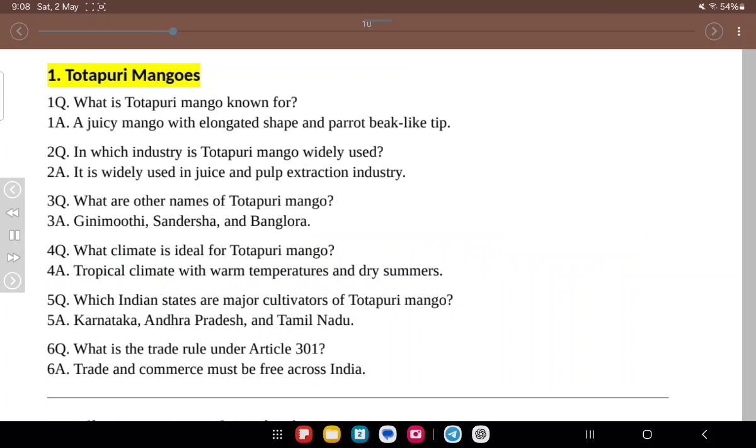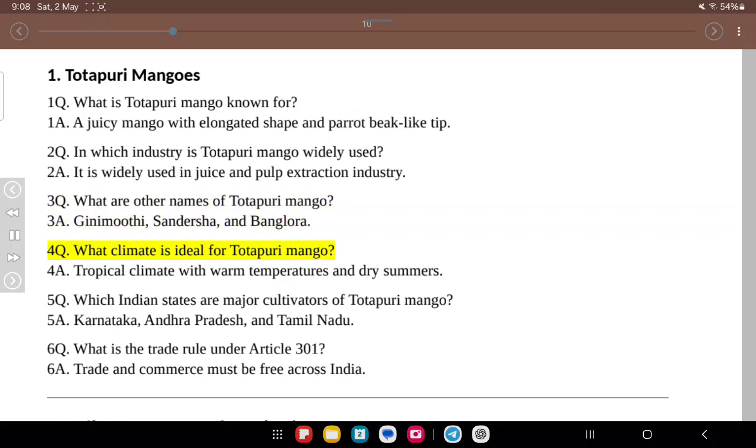1. Totapuri mangoes. 1Q. What is Totapuri mango known for? 1A. A juicy mango with elongated shape and parrot beak-like tip. 2Q. In which industry is Totapuri mango widely used? 2A. It is widely used in juice and pulp extraction industry. 3Q. What are other names of Totapuri mango? 3A. Guineamuti, Sandesha, and Bangalore.